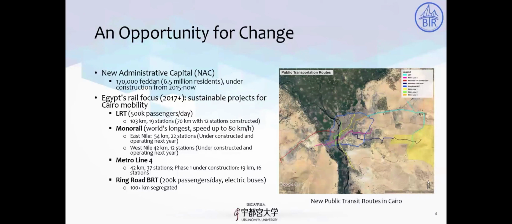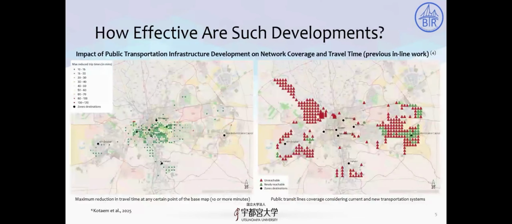Along with its construction starting in 2017, there was a lot of focus on enhancing public transportation infrastructure. A set of initiatives for building sustainable projects, enhancing the overall mobility of Cairo, and creating corridors to the new administrative capital have been under development. We're speaking about an LRT, 2 monorail lines, Metro Line 4, and also a ring road BRT. The ring road is basically one of the biggest and most congested routes in Cairo.